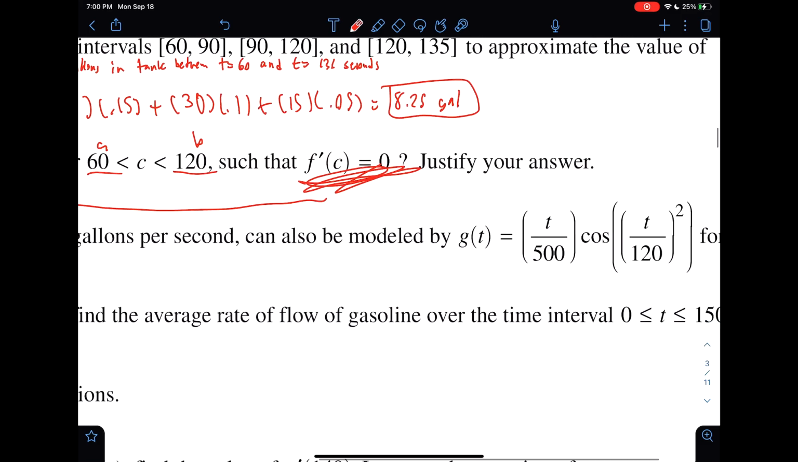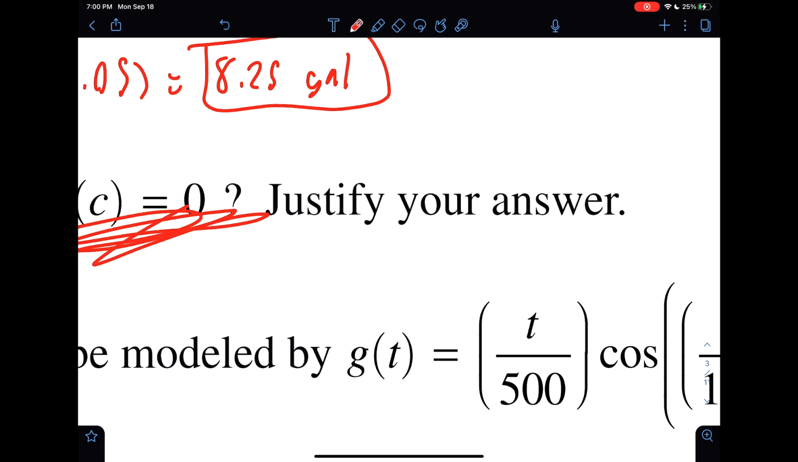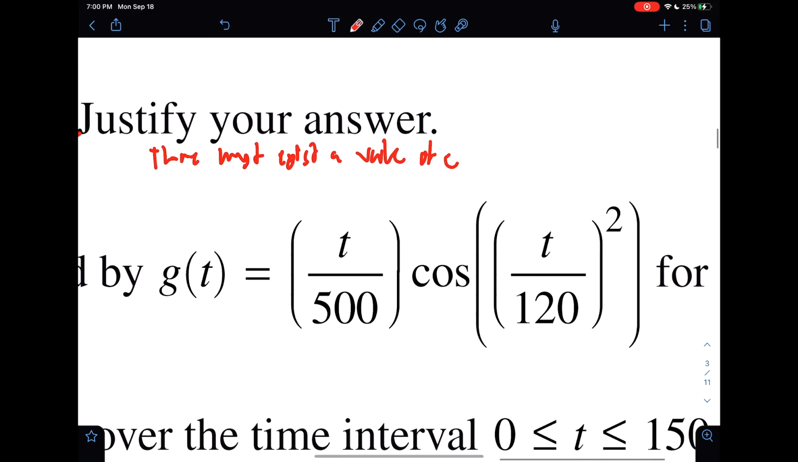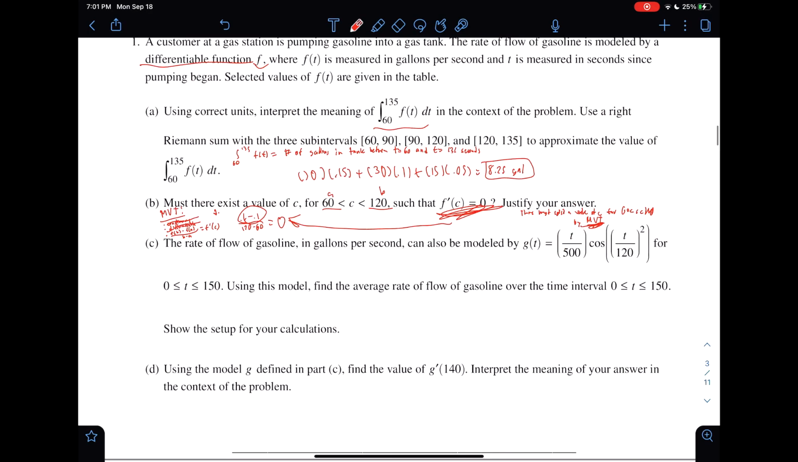So that's how you know that there must exist a value for c. So you would write there must exist a value of c for 60 < c < 120 by MVT. Make sure you put MVT. It's going to be important. You're going to miss a point if you don't do that.